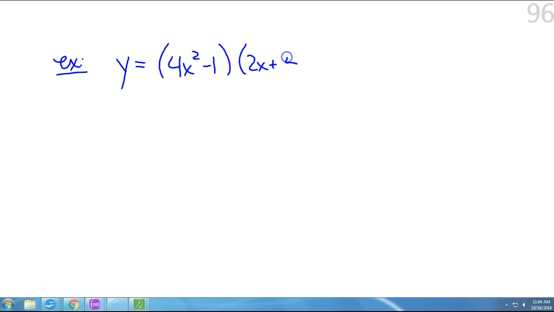So let me give you, try this one and just use product rule. I don't care if you do the other method. So just do product rule and find the derivative.